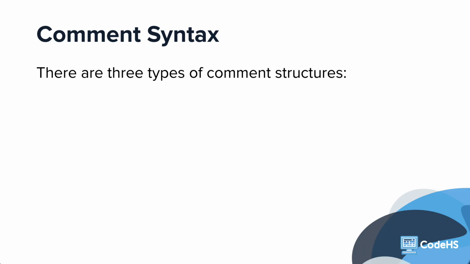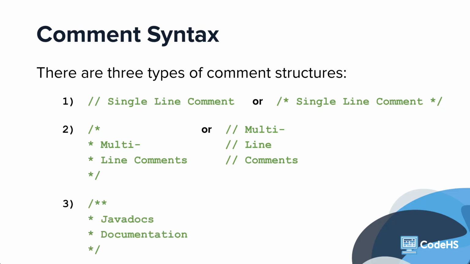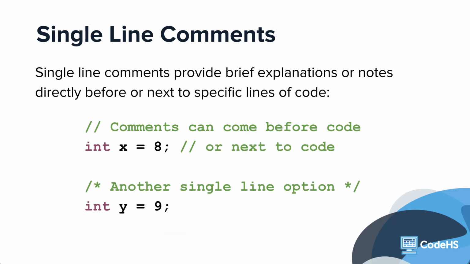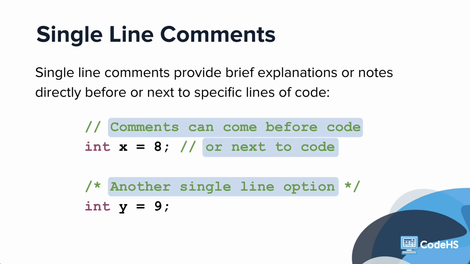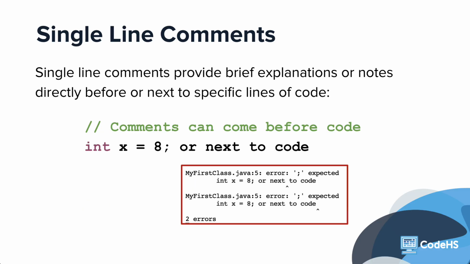There are three types of comment structures that you can use in your programs: single line, multi-line, and JavaDoc documentation. Single-line comments provide brief explanations or notes directly before or next to specific lines of code. You can create single-line comments by typing // or a /* with the comment immediately following. Just be sure to close the second option with a */ as well. The // and the /* tell the compiler to ignore whatever comes after them on that line. So if you happen to forget them, the program will throw an error, since it tried to execute the comment as runnable code.